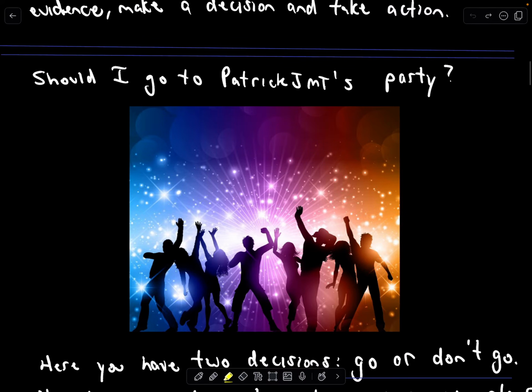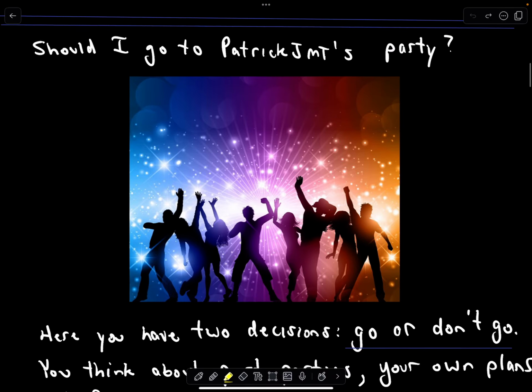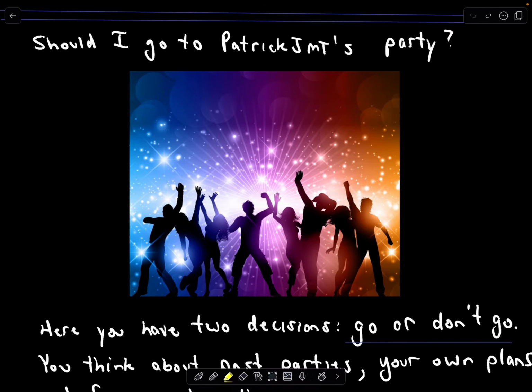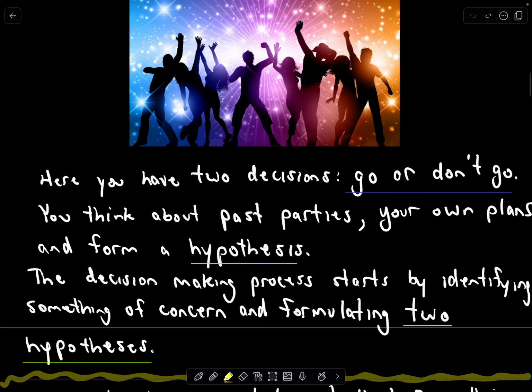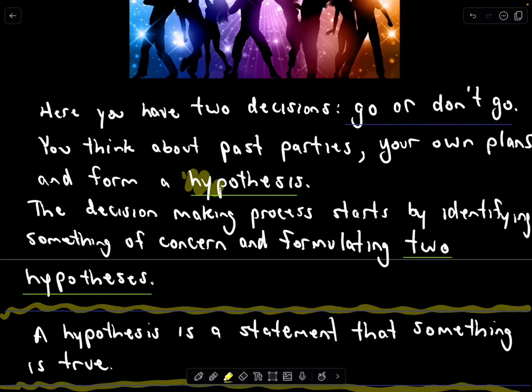So let's apply this to a different situation. Suppose that I'm throwing a party and I say, hey, why don't you come to my party? And you ask yourself, well, should I go to Patrick's party, yes or no? And you think about it and you try to come up with a decision. So in this case, let's suppose there's just one of two things. Either you go to the party or you don't go to the party. There's nothing else you can do here. And you think about maybe some past parties that I had. Maybe you had some other plans and you're like, would I rather do that? And eventually you come up with, well, a hypothesis.